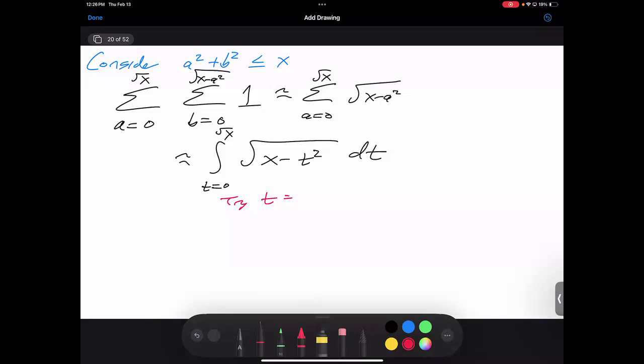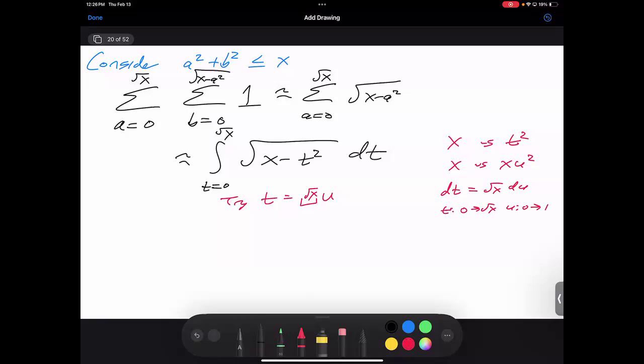T is going from 0 to square root of x. I have an x versus a t squared. If I let t equal something, do we want to scale it down by square root of x? Yeah, what if I put in a square root of x over here? Then I have x versus x u squared, and I can pull out a square root of x. So then dt would become root x du. T goes from 0 to root x, becomes u goes from 0 to 1.